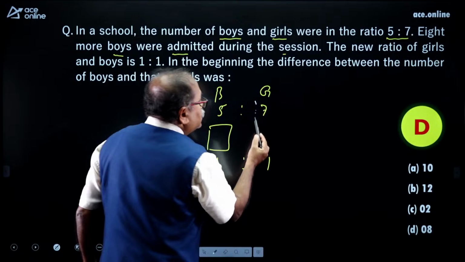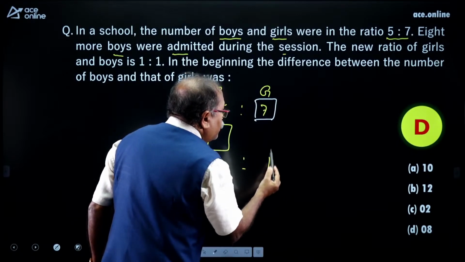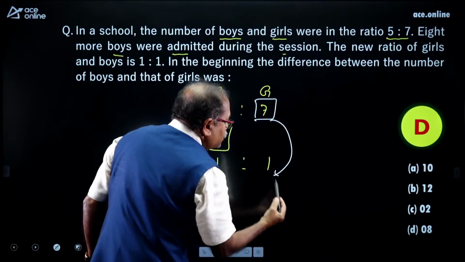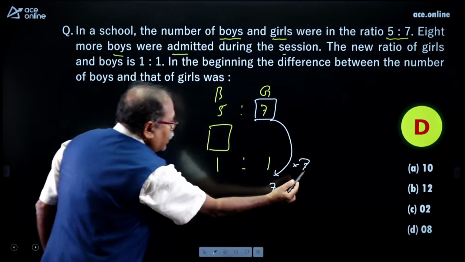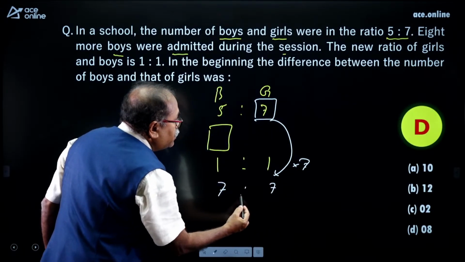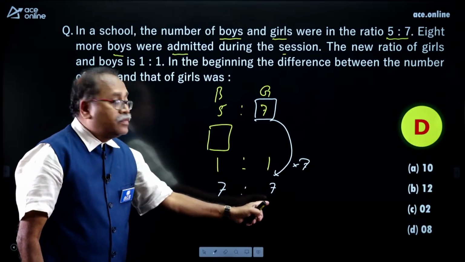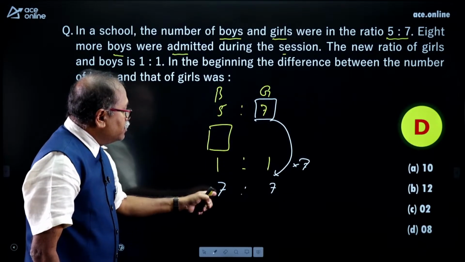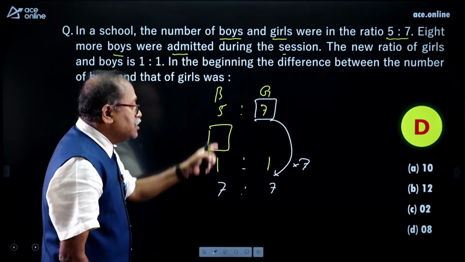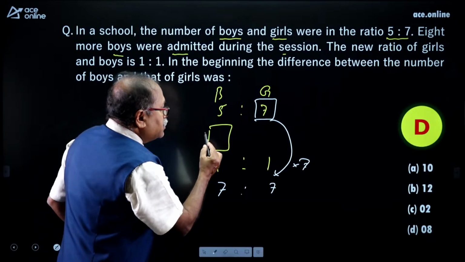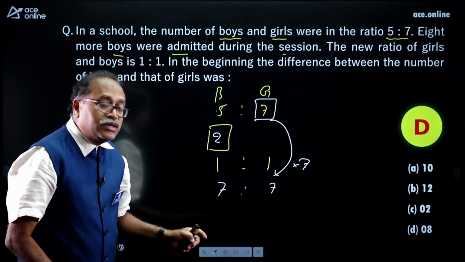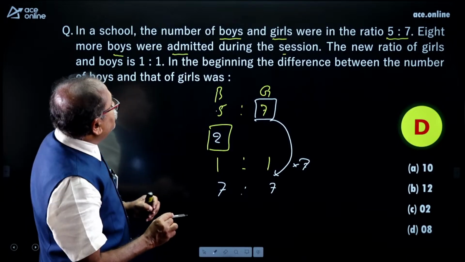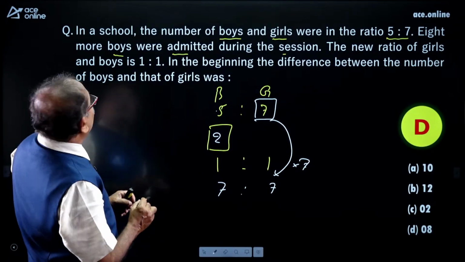So the girls remain the same here. So what I will do is multiply the whole ratio by 7. So 7 into 1 is 7, and here also 7 into 1 is 7. So the girls remain the same. So there is an increase of boys. How many parts increase over here? I notice that there is an increase of 2 parts, that is 5 and 7. 2 parts increase? Yes. So if the 2 parts increase, what do I need to find out?